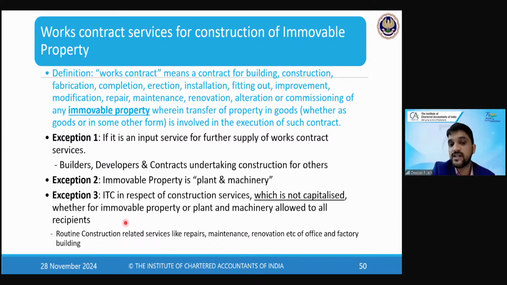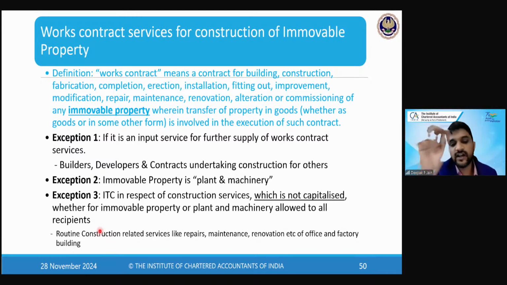The accounting standards will help you here. The accounting standards will tell you that you have to capitalize it, you have to show it in your fixed assets. On that, credit will not be available, but on the expenses which you are expensing it off as repairs and maintenance, on that you will get the credit. So routine construction related services like repairs, maintenance, renovation, etc., that credit will be available.